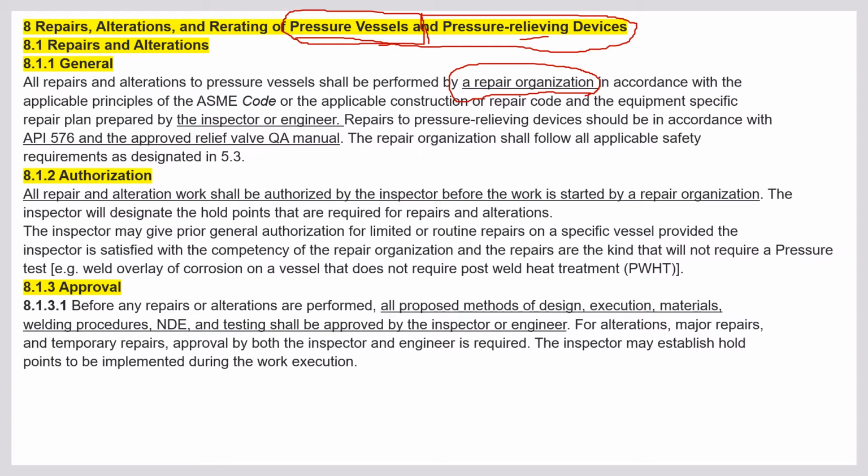It will come, and in many places in the code they will make some tricky questions like that. They will put options A, B, C, D like: all repair and alteration of pressure vessels shall be performed by the owner organization, this one, that one, and they will put one repair organization definition there. So you have to choose exactly the repair organization definition, because there are 4 or 5 definitions. So, 4 definitions: who is a repair organization? You need to remember that. In accordance with the applicable principles of the ASME code or the applicable construction or repair code of the specific equipment, a specific repair plan prepared by the inspector or engineer.